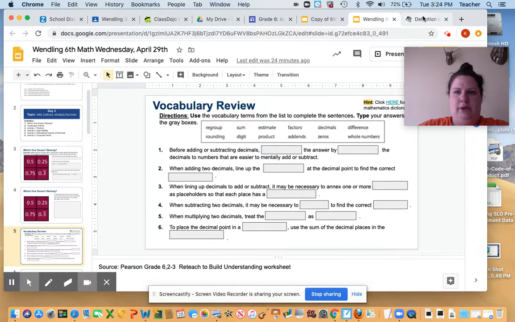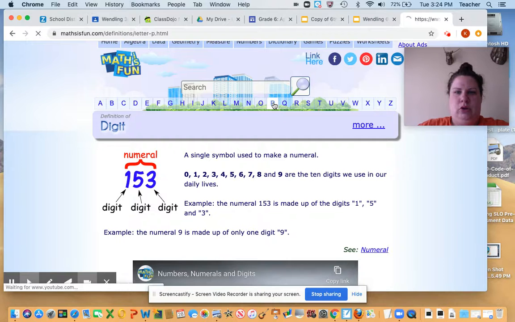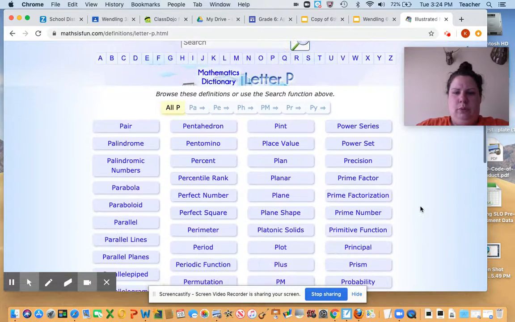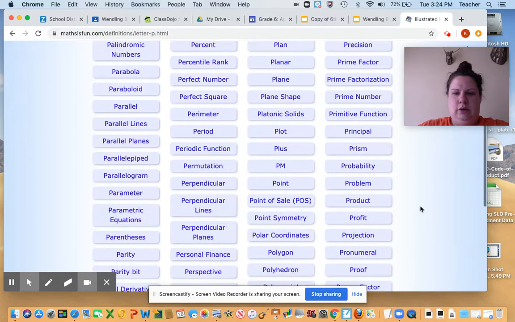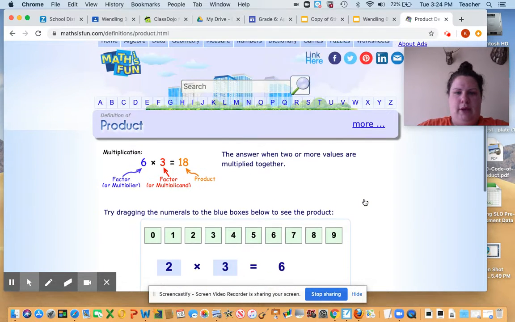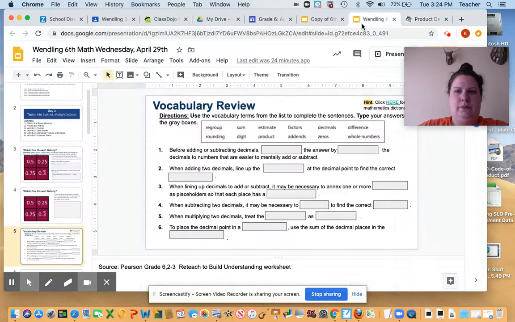Next we have product. Looking under P, product is over here on the right. Product, the answer when 2 or more values are multiplied together. So my multiplication sentence, 6 times 3 equals 18. The answer is the product.